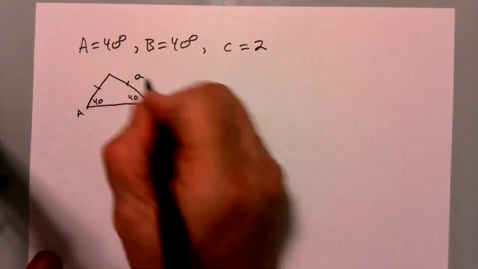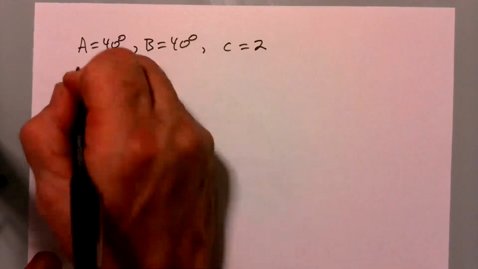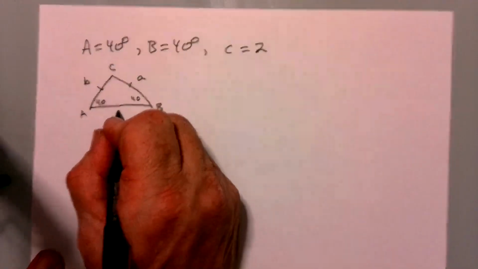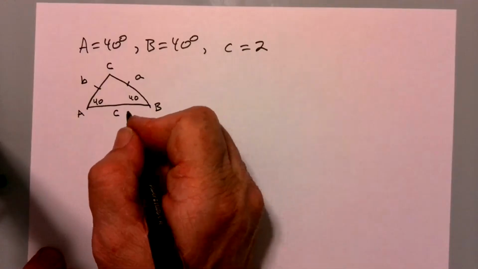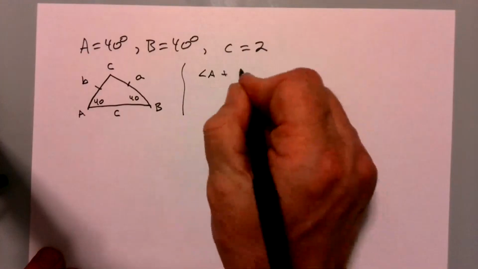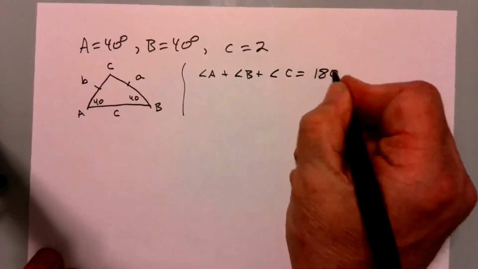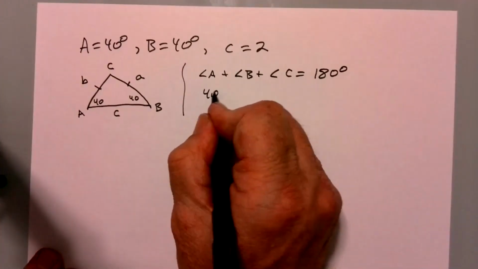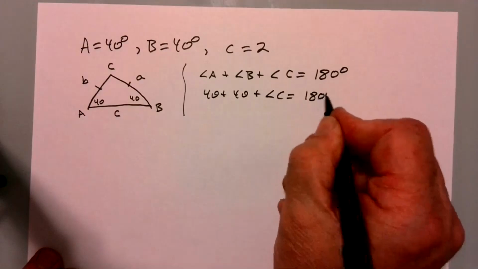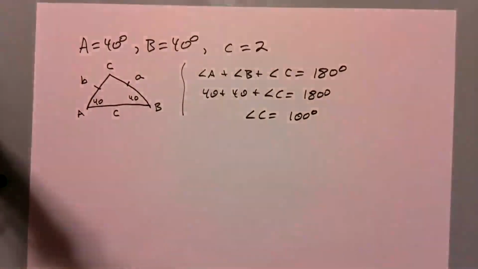So if this is 40 and this is 40, this is my A angle. So opposite A is little a. This is my B angle. So opposite B is little b. Therefore, this will be my C angle. Opposite C will be little c. We know the three angles have to add up to 180. So angle A plus angle B plus angle C is 180 degrees. 40 plus 40 plus angle C is 180 degrees. Therefore, angle C is 100 degrees.